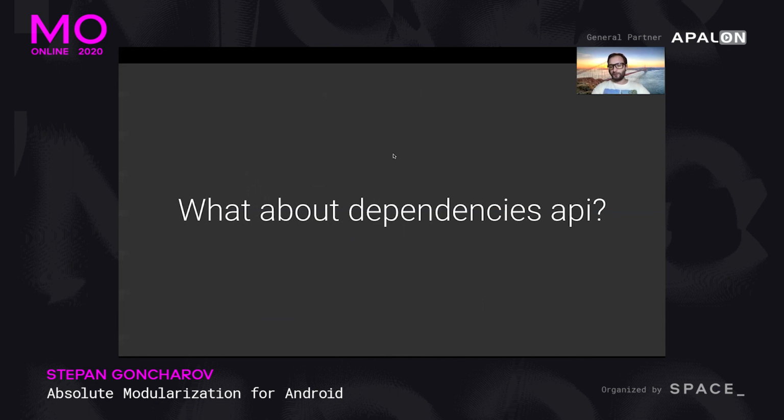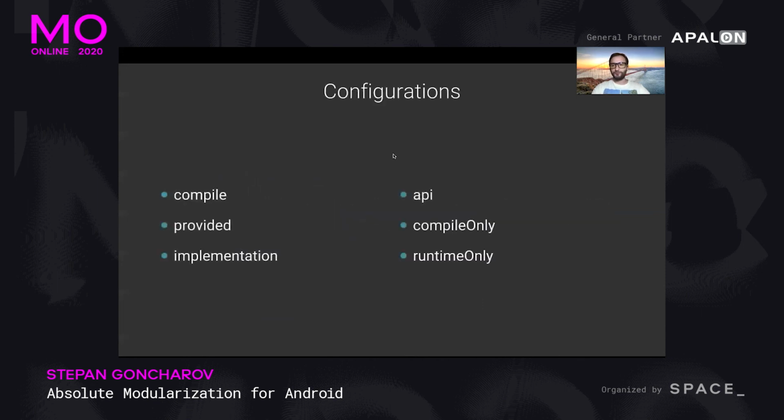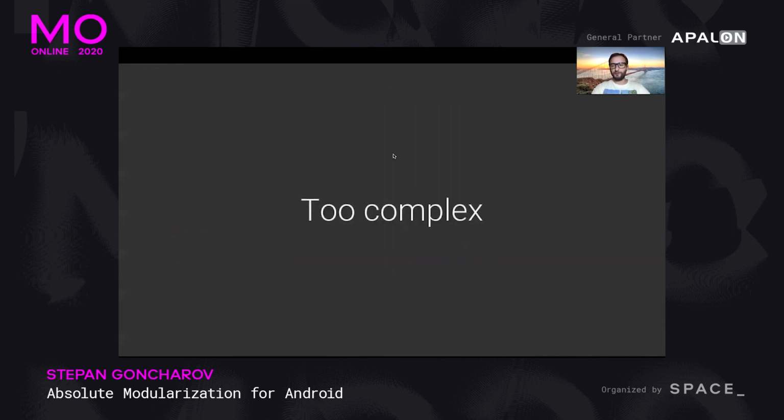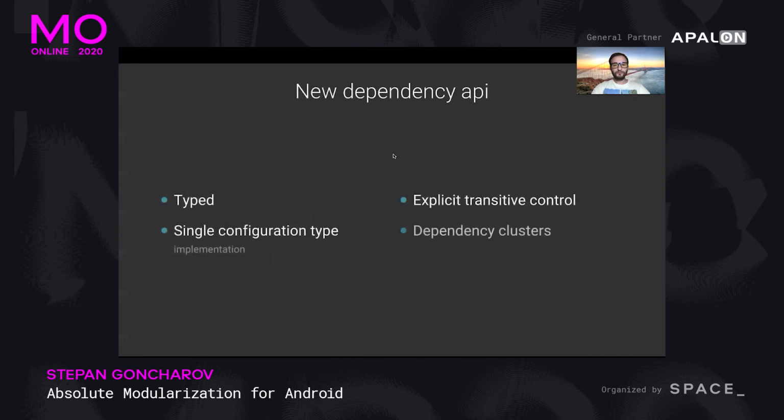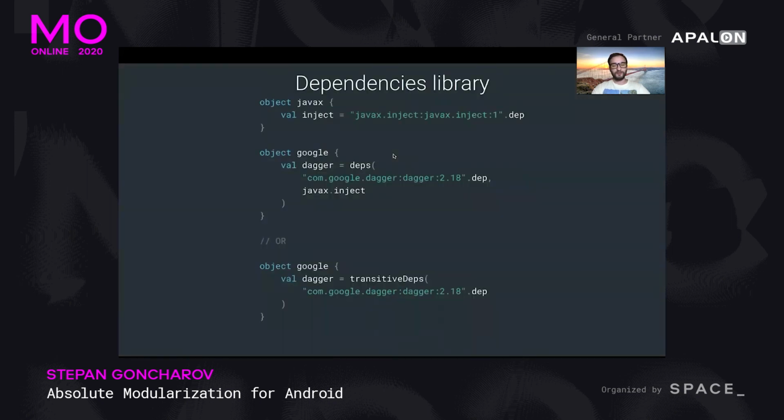So I was touching a bit on the dependencies API, and let me go through it pretty fast. Usually we have a lot of different types of configurations in a project, and I don't think we need so many. I usually only use implementation. So why not design a slightly better API to use the dependencies? And this is how it looks on paper, I would say.